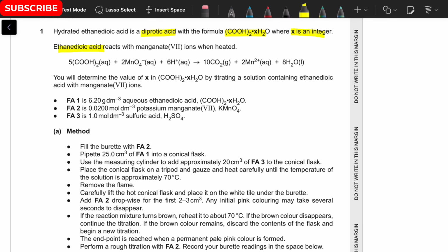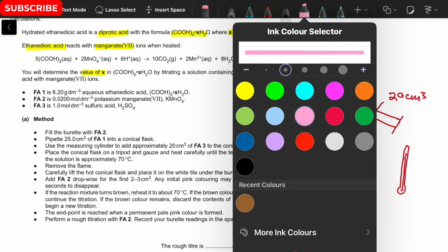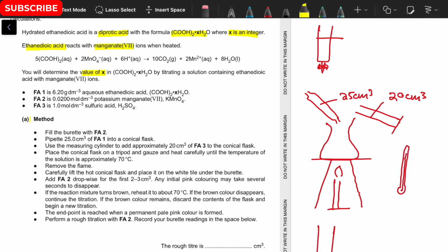Ethanoic acid reacts with manganate ions when heated. This is the following equation, and we are meant to determine the value of X by titrating a solution containing the ethanoic acid with manganate ions. Now the method is as follows.